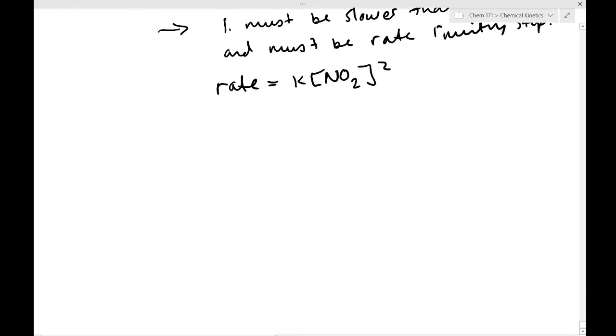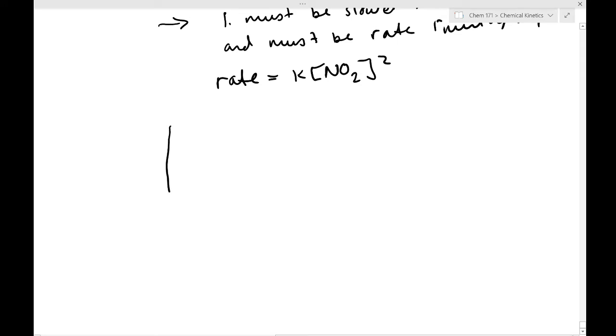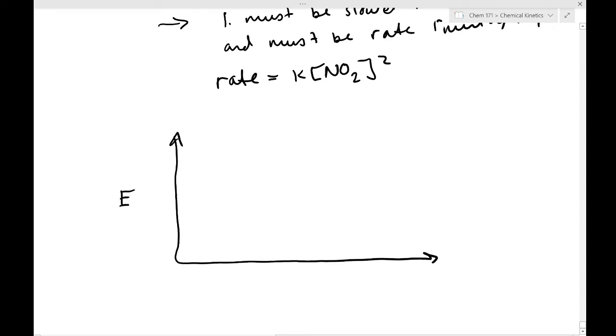And the way that this looks in energy space, whoa. Turns out I'm really bad at drawing vertical lines. I don't know what that says about me.